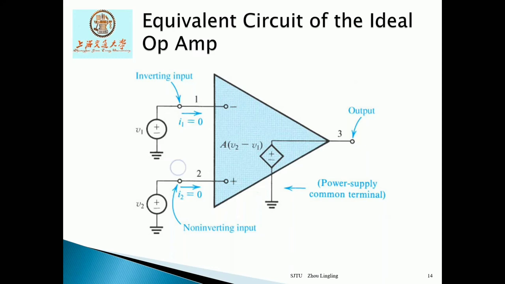This is an equivalent circuit of the ideal operational amplifier. Here no current flows through the input terminals because of the high input impedance. The equivalent ideal operational amplifier has infinite CMRR and 0 output impedance. So I1 equals 0 and I2 equals 0 because of the high input impedance at the input terminals. This is the equivalent circuit diagram for the ideal operational amplifier.